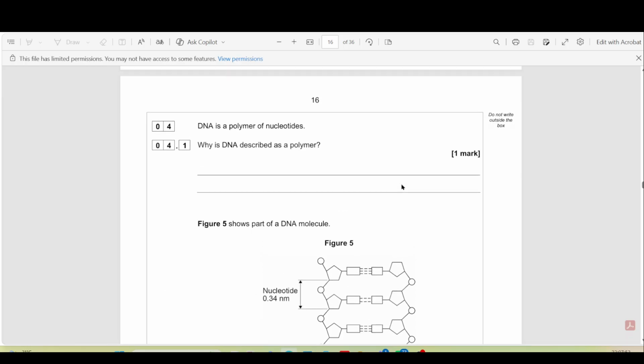Why is DNA described as a polymer? Polymer means something which is made up of many monomers. Monomers means single units. Poly means many. So DNA is a polymer made up of many monomers, and these monomers in DNA are called nucleotides.